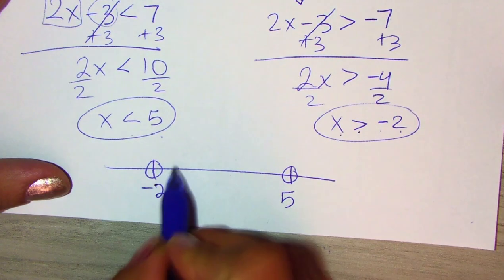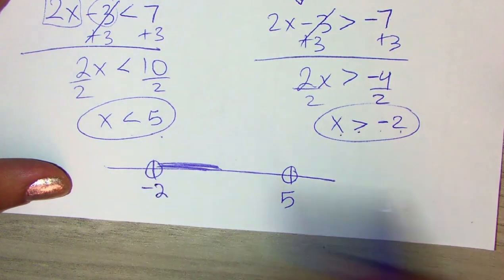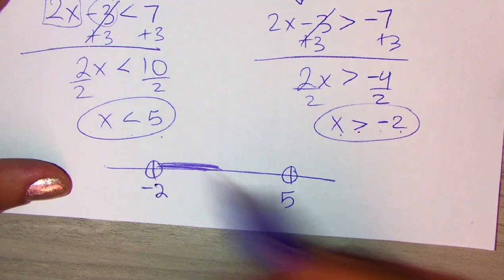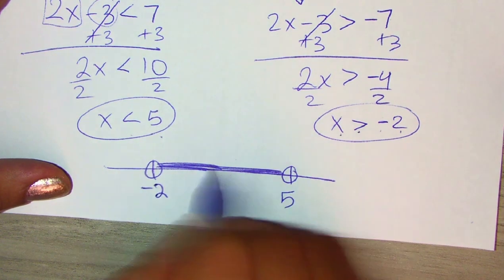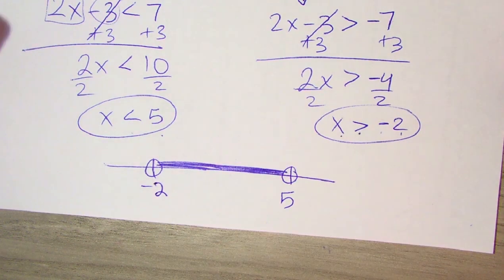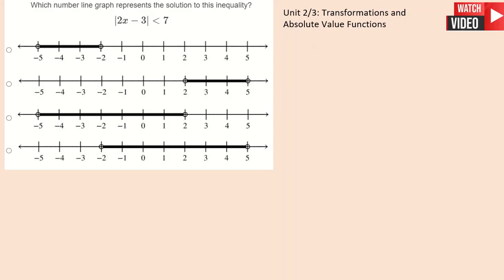So when x is greater than negative 2, we shade this way. x is less than 5, so we shade this way. And this is how we represent the answer for this one. So if you look at the answer choices, we're choosing between probably the last one, which is negative 2 and 5, and then it's shaded in between. Yeah, so the last option will be the answer here.